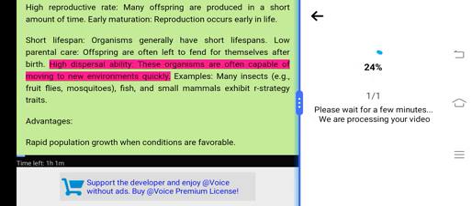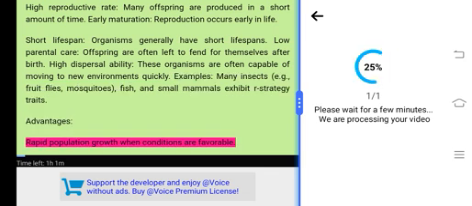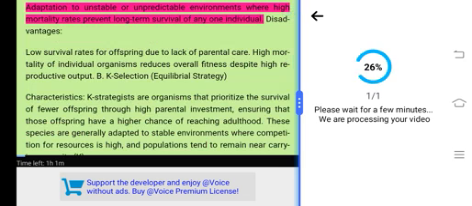High dispersal ability. These organisms are often capable of moving to new environments quickly. Examples. Many insects, e.g., fruit flies, mosquitoes, fish, and small mammals exhibit R strategy traits. Advantages. Rapid population growth when conditions are favorable. Adaptation to unstable or unpredictable environments where high mortality rates prevent long-term survival of any one individual.